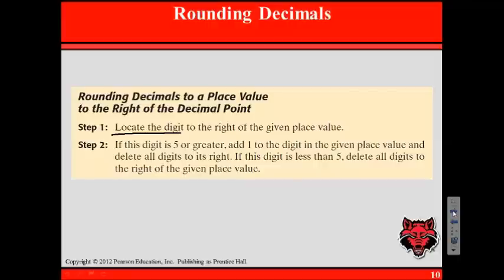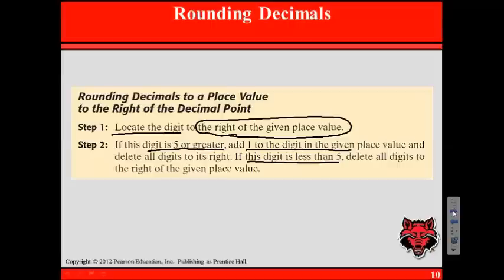Once we locate the correct place, we want to look at the digit to the right of the given place value. So we locate the place that we want to round, and we look at the digit to the right of the given place value. If that digit is 5 or greater, we're going to add 1 to the digit in question. Once we do that, we will delete all digits to its right. If the digit is less than 5, we're going to keep that place value the same, and we will still delete all digits to the right of that given place value.